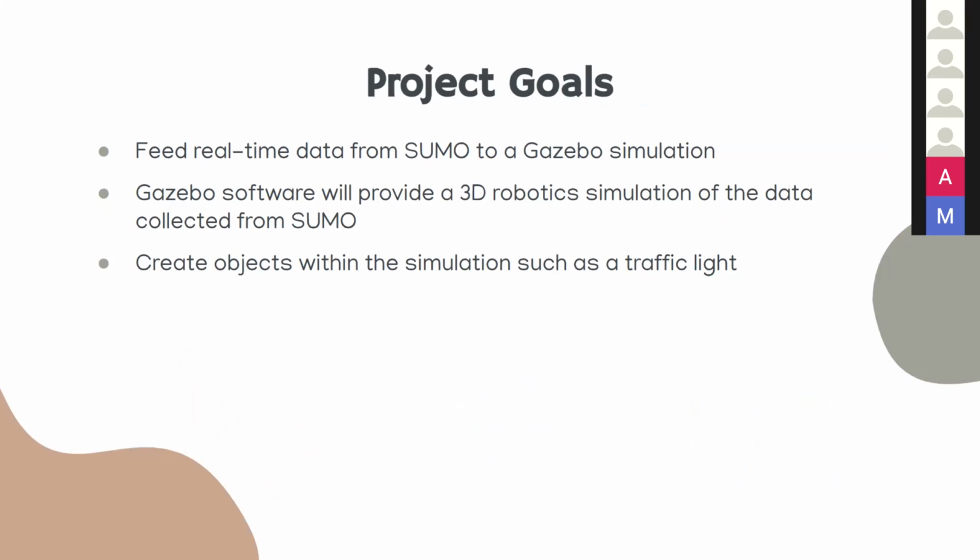For our project goals and relevance, we wanted to feed real-time data from Sumo to Gazebo to create a virtual model of traffic in a dense city. The Gazebo software provided a 3D robotic simulation of the data collected from Sumo. We also wanted to create objects within the simulation, such as a traffic light, which would add a realism factor. Adding a traffic light would help accurately emulate a real city intersection.